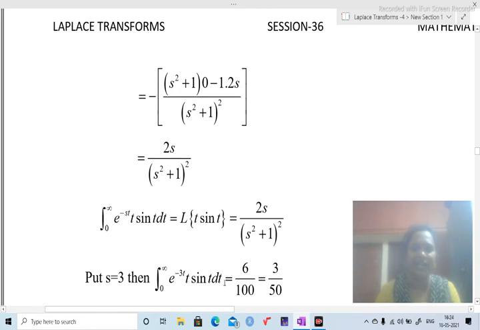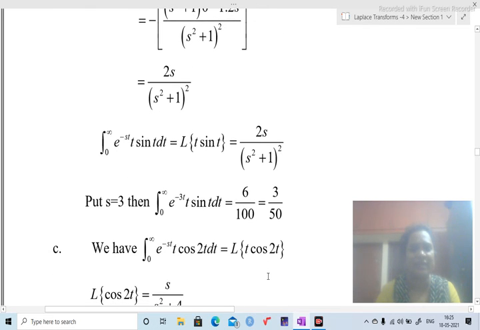But I need the value of this integration. That means s equal to 3. Substitute s equal to 3. 2 into 3 is 6, by 3 square is 9, 9 plus 1 is 10, 10 square is 100. That means I am going to get the value of this integration as 3 by 50.